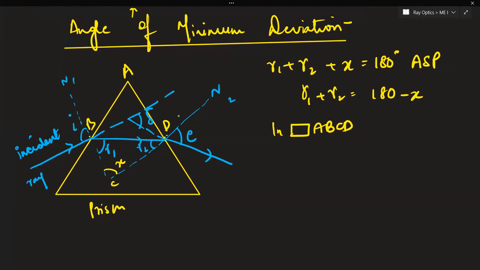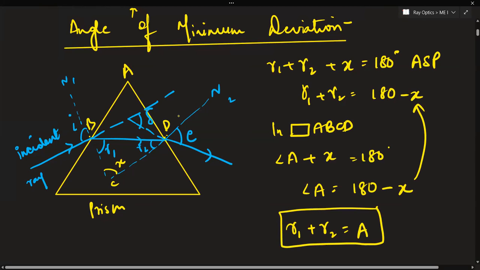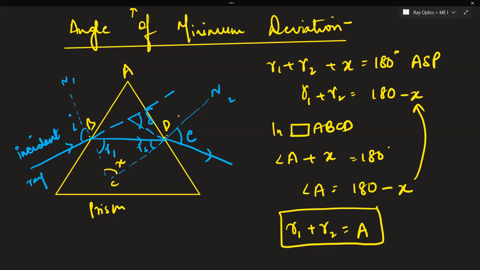So angle A plus X will be equal to 180 degrees. So angle A is what? Angle A is 180 minus X again. It means if you substitute the value of 180 minus X from here, you get R1 plus R2 equal to A. This is one very important equation that is needed throughout your calculation, that the angle of prism is the sum of both the refracting angles that are present within the prism. Fine, R1 plus R2 is equal to A.